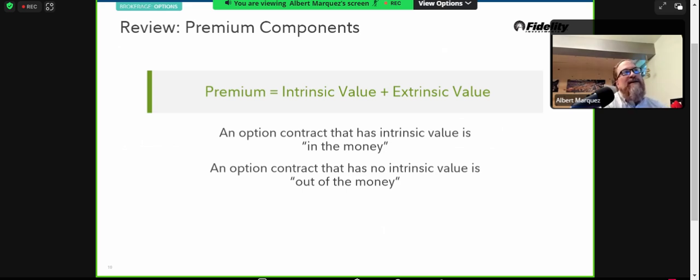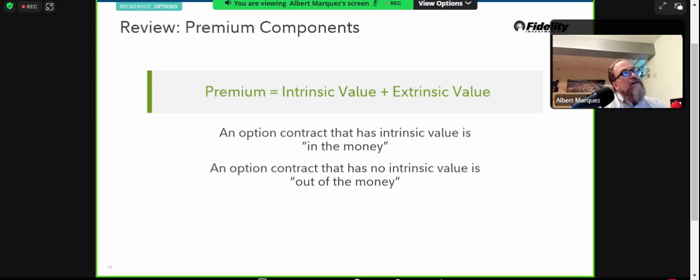Well, how do we determine intrinsic value? Intrinsic value is simply how much an option is in the money. The way we determine that is by the underlying value and the strike price. If we have a 100 strike call option, and the stock is trading at 105, well, that call is $5 in the money. It's $5 of intrinsic value. So very cut and dry.